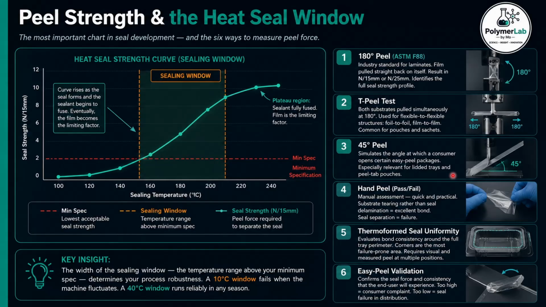The hand peel is the fastest quality check in the lab. You peel the seal by hand and look for the failure mode. If the substrate tears rather than the seal separating, the seal is stronger than the film. That is what you want. If the seal peels cleanly at the interface, that is a seal failure. The hand peel is used every day in production QC because it takes 5 minutes.